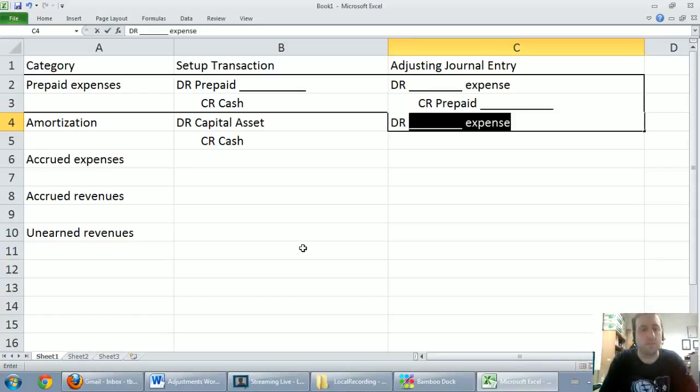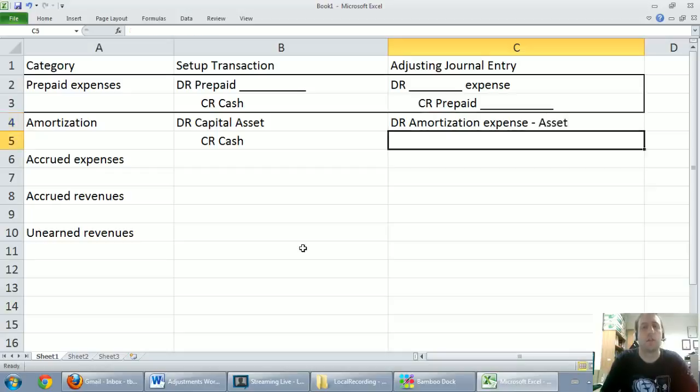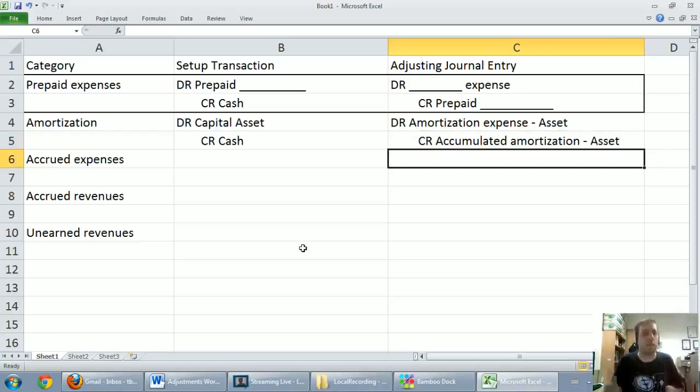And we're going to debit amortization expense on the asset. And we're going to credit accumulated amortization on the asset. And again, for this type of journal entry, remember what amortization is. It's saying when I buy an asset, it loses value over time. And systematically, we've got to reduce its value over time. And we do it through that amortization expense and accumulated amortization account.